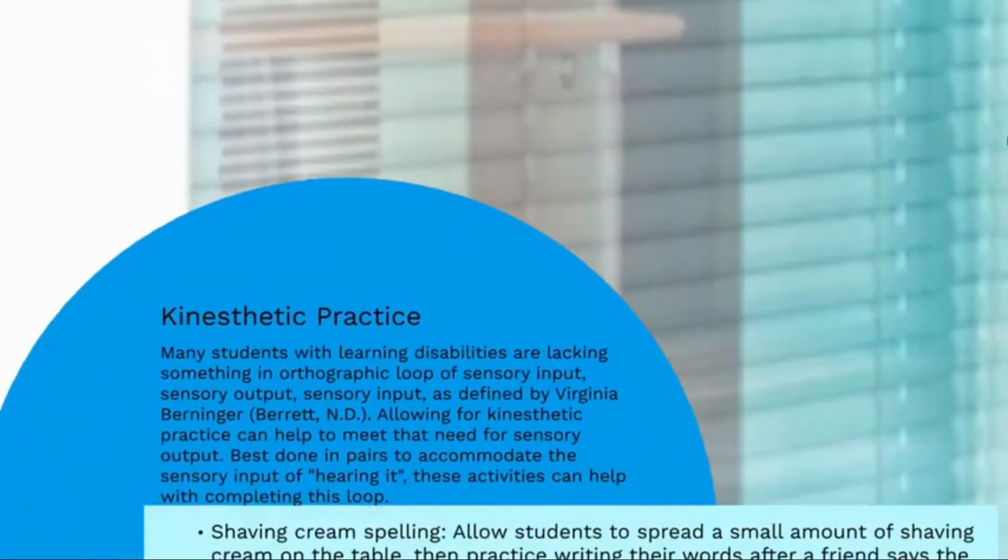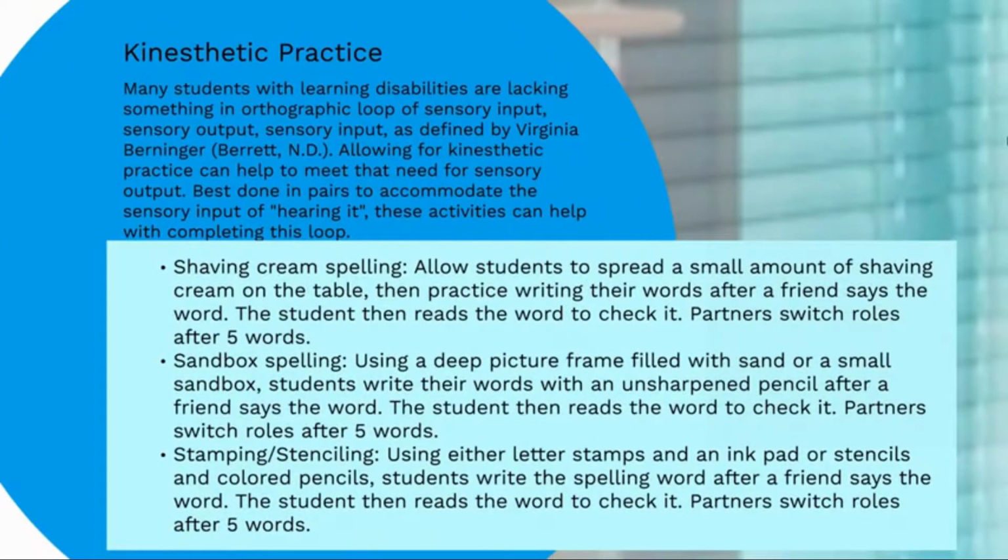Kinesthetic practice. This is the other method that we're going to really go into some detail on. Many students with learning disabilities are lacking something in the orthographic loop of sensory input, sensory output, sensory input, as defined by Virginia Beringer. Allowing for kinesthetic practice can help to meet that need for sensory output. These activities are best done in pairs to accommodate the sensory input of hearing it. And when I talk about the orthographic loop, this means they're going to input, hear it, output, write it in some method, and input, they're going to read it.